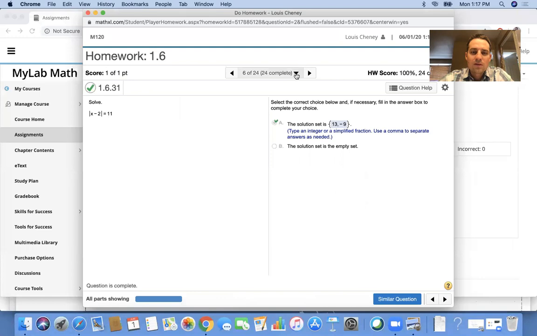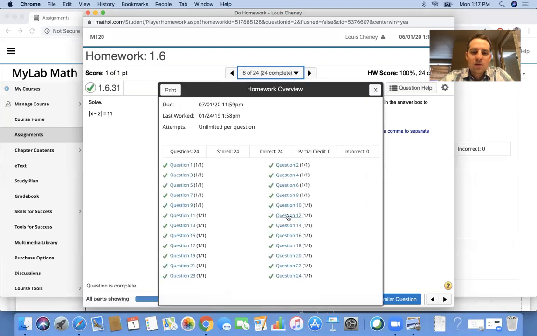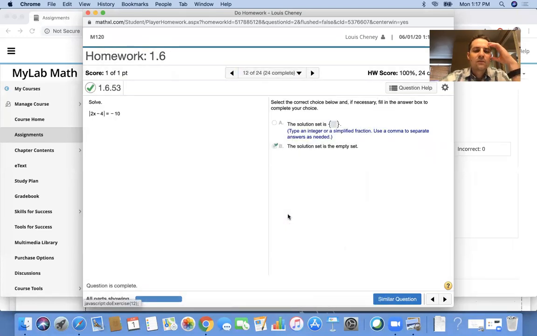Now let's go to number 12 because we just did 10. Okay, can an absolute value equation equal something negative? The answer for that is no. We know that an absolute value represents distance. Distance must always be positive, so the answer here is the empty set.